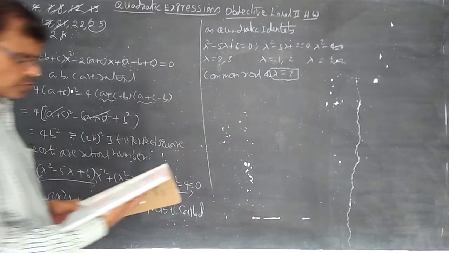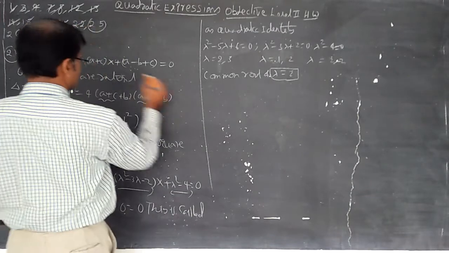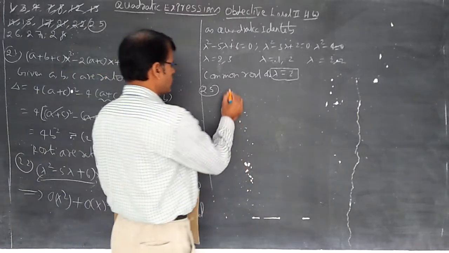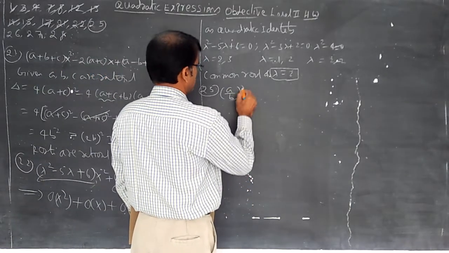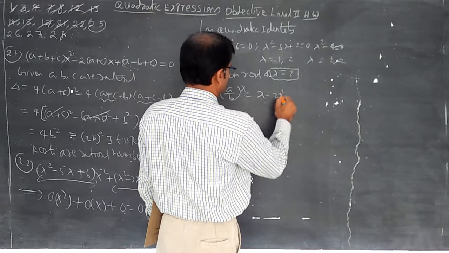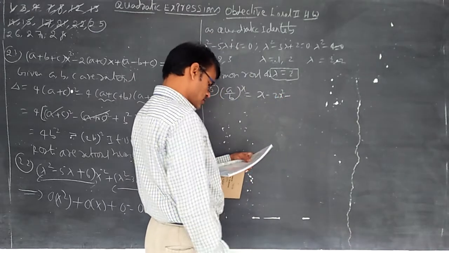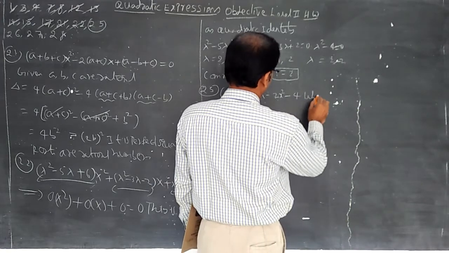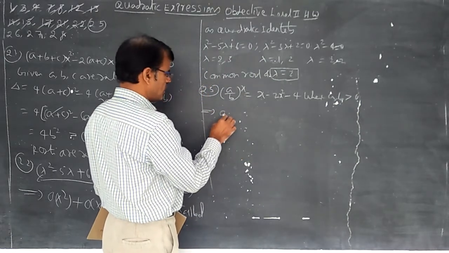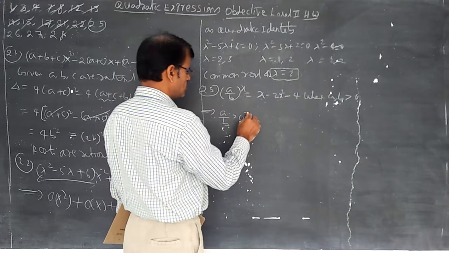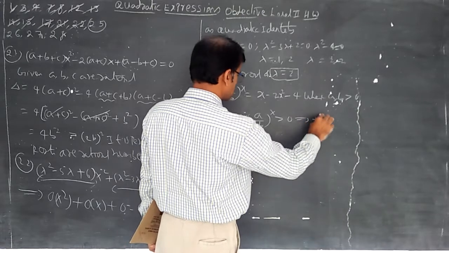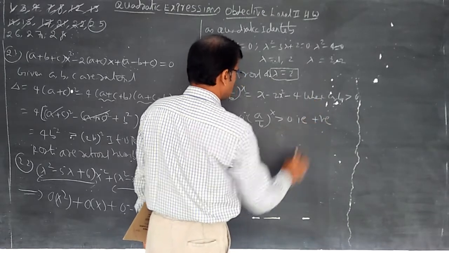Whenever it is satisfying more than 2 values. Now, 25th question. The number of real values of x: (a/b)^x is equal to x minus 2x squared minus 4, where students, given the condition a, b greater than 0. Whenever a, b greater than 0, a/b is also greater than 0. So (a/b)^x is greater than 0. That implies the value is positive.